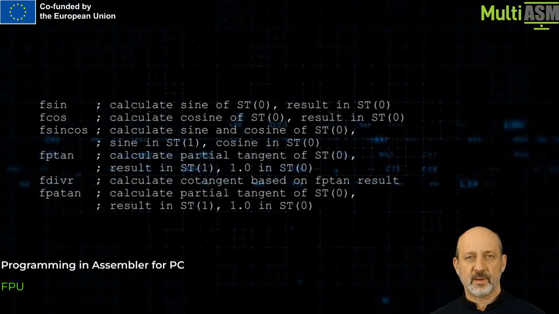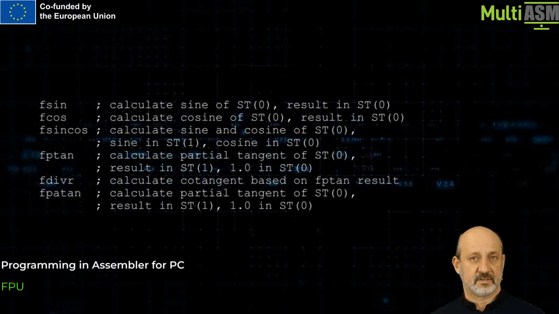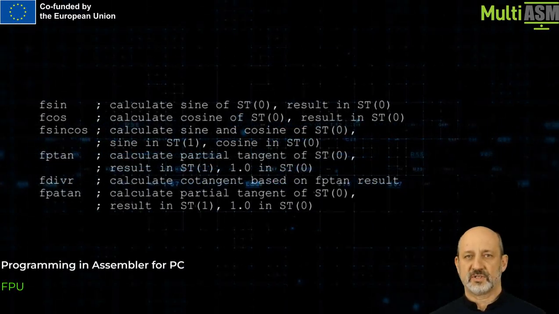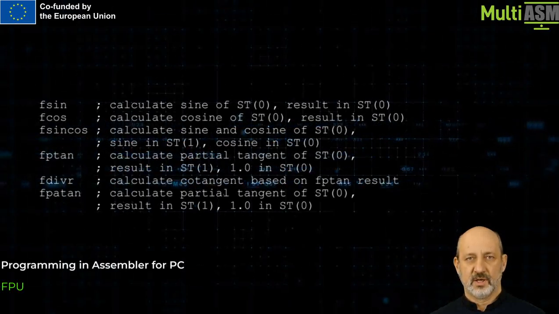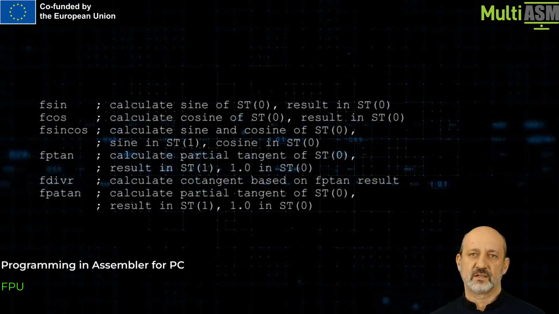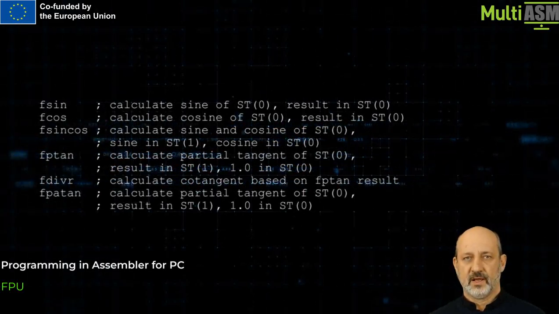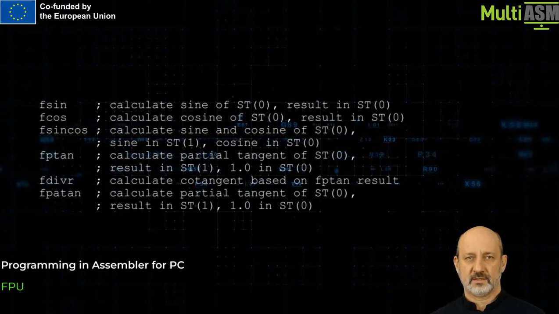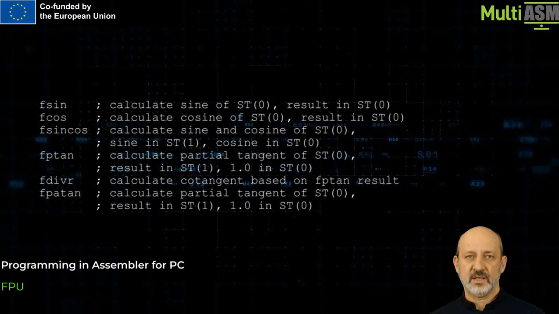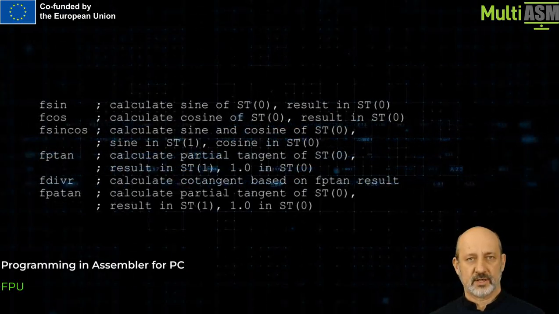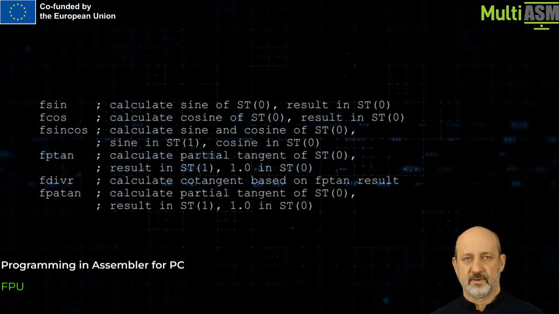It is good to remember that there are some limitations in calculations. First, the results are approximated. Second, tangent is called partial, which means that this instruction handles only a limited range of input arguments. After calculating the tangent, the value of 1 is pushed onto the stack to make it easier to calculate cotangent afterwards by executing the fdivr instruction.